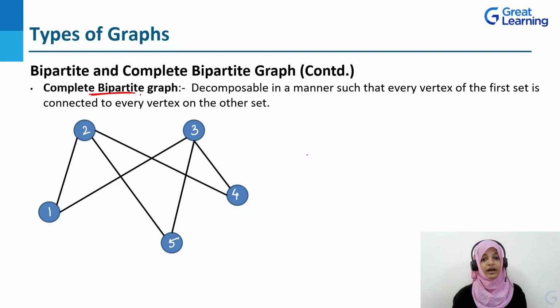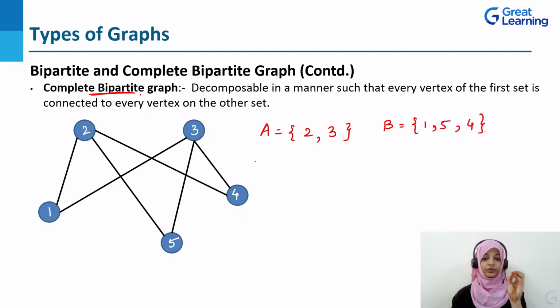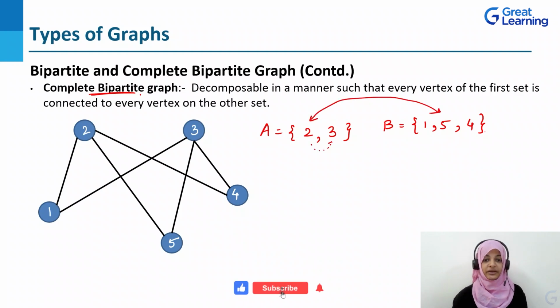So if we look at this particular graph, we can decompose this graph into two sets. Firstly, we can decompose it into 2 and 3, and the next set would be vertex 1, 5 and 4. Now observe these two sets. First of all, we have clearly decomposed this particular graph into a bipartite form, and that is because there are inter-set edges, but there are no edges between the elements of any single set. Please observe this carefully in the graph. So again, this is a bipartite graph. Now let us look at the complete portion of this particular type of graph.